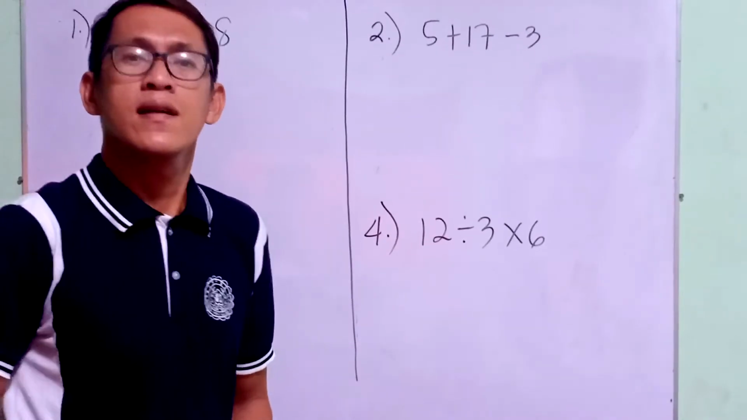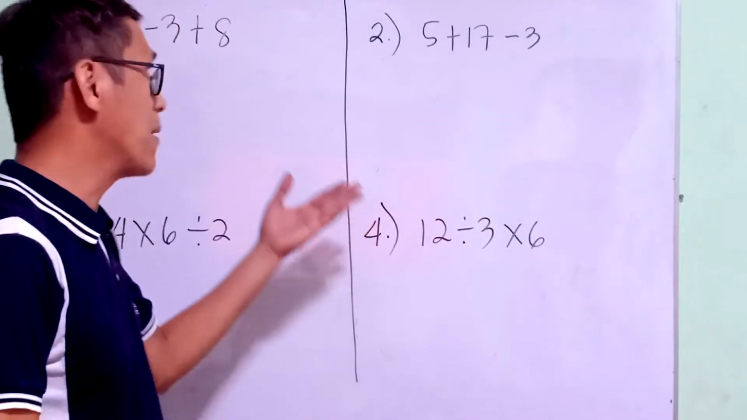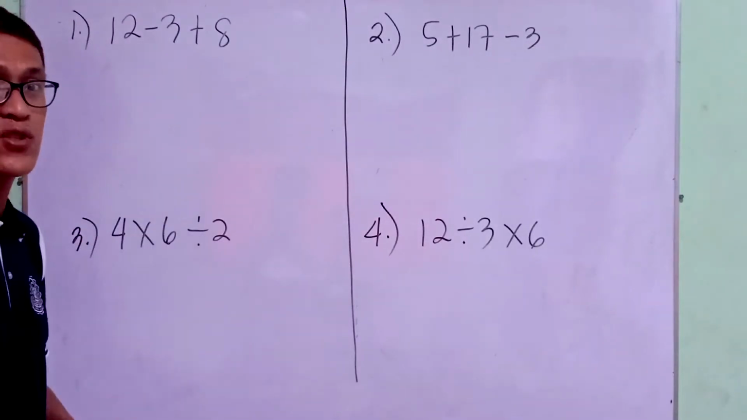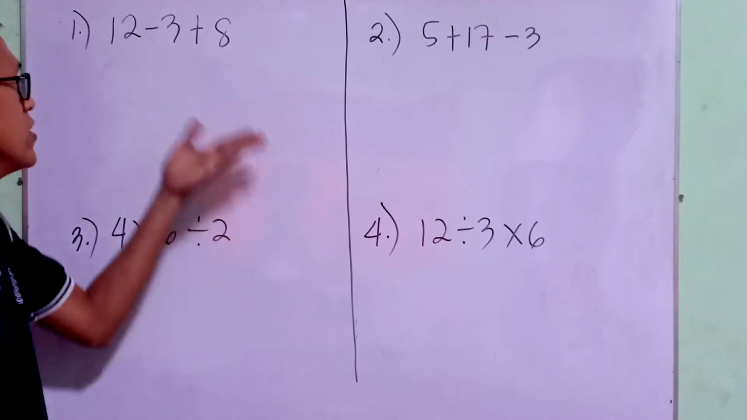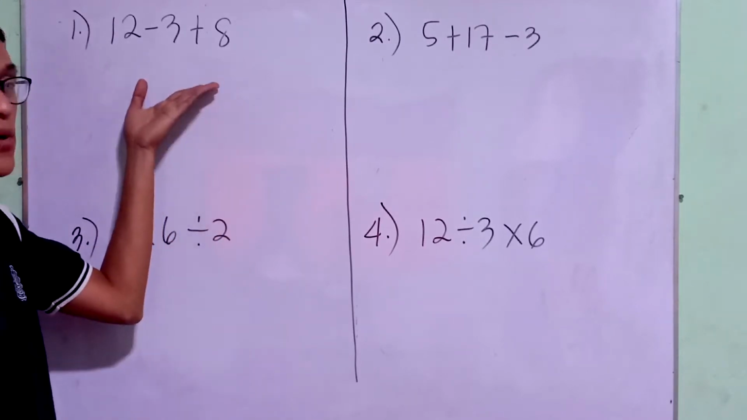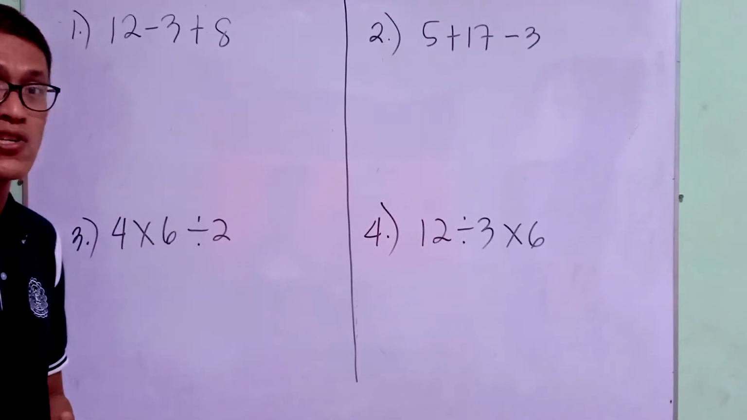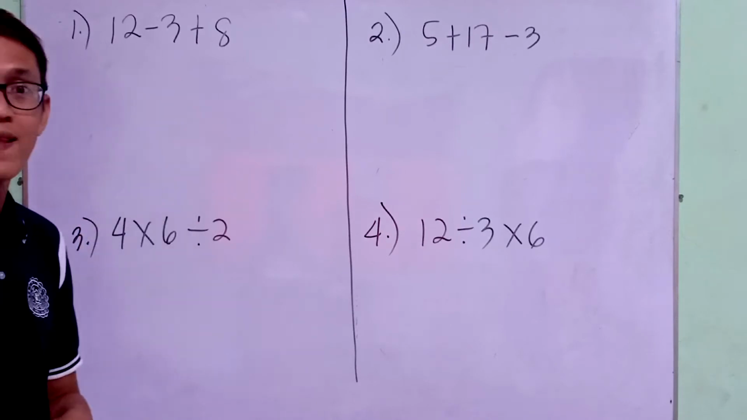For you to better understand the correct order of operations, let's discuss several examples. Now, let's start with the first example. Number 1, we have 12 minus 3 plus 8. If you notice, in this number sentence, there are two operations, subtraction and addition.